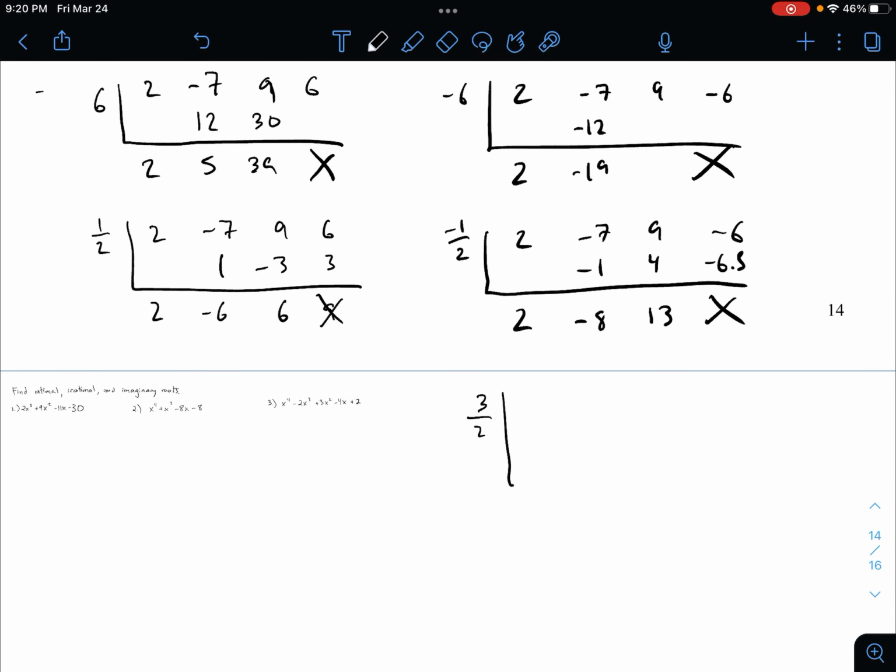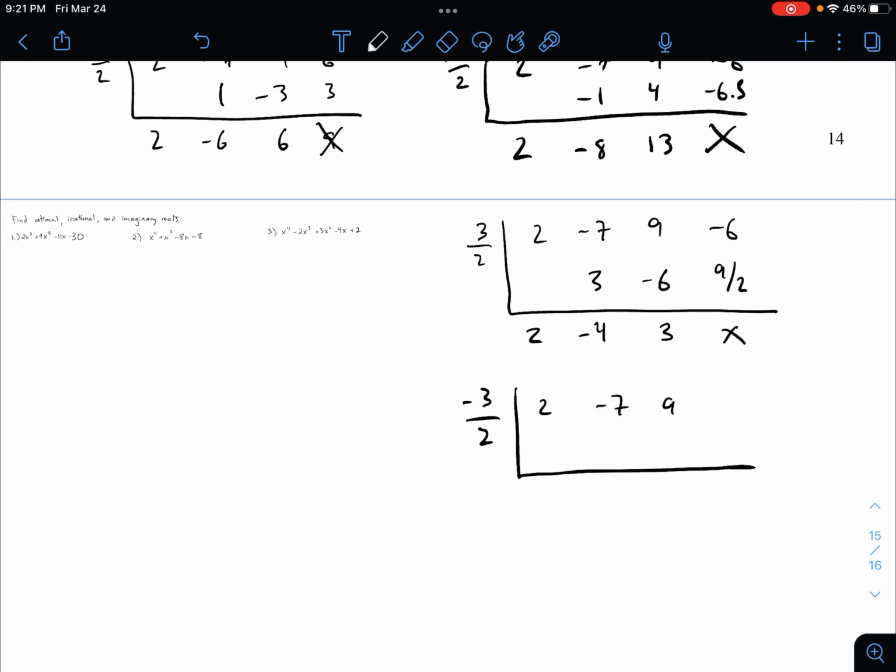All right, so 3/2. 2, -7, 9, -6. 2 times 3/2 is just 3. Add these together and we get -4. -4 times 3/2 is -6. Add these together, we get 3. This is 9/2. That's not going to be 0. All right, last chance. Here we go.